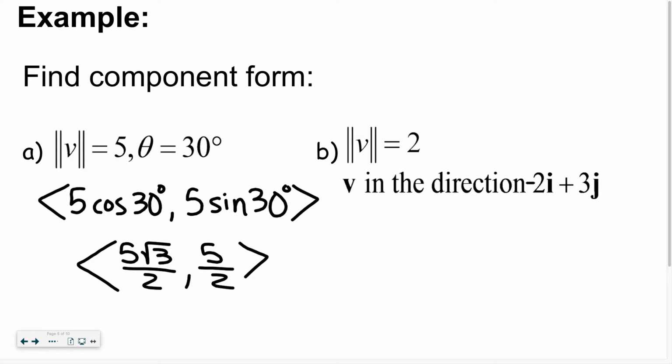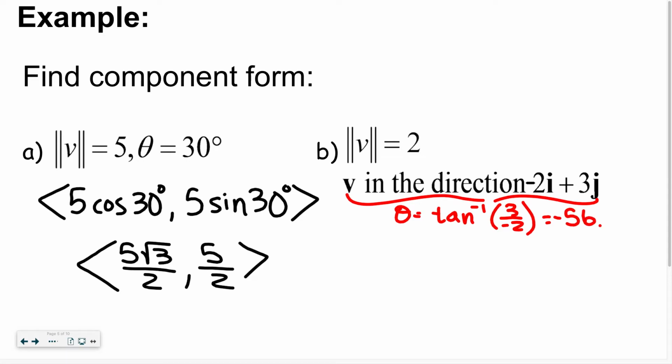Anybody find their direction angle? Round it to maybe the nearest tenth. I would do the inverse tangent of 3 over negative 2. What does your calculator say? Negative 56.3. Is that an okay direction angle?